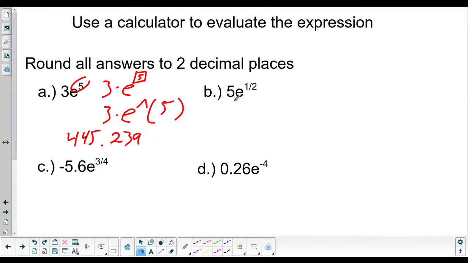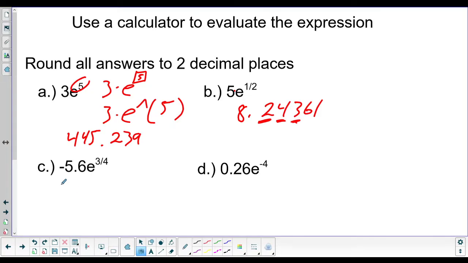So if we type this one in, we're going to have 5 times e to the power of, I would type 0.5. I don't know that I'd try and do a fraction just because I think it's harder, but whatever you're comfortable with. And then we get 8.24361. And then your homework should tell you what to round to. It'll say round to 2 decimal places, round to 3 decimal places, round to the nearest tenths or hundredths or thousandths.